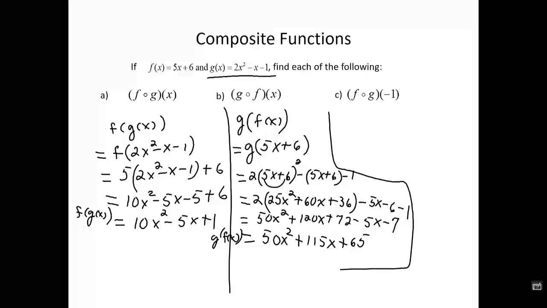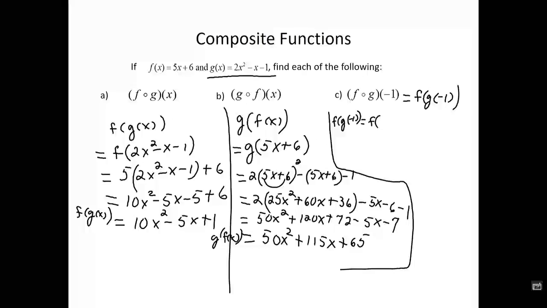In the last example, we want to compute f composed with g, but this time at negative 1. So this is really f of g of negative 1. So that's really what you're computing there. Right? So what do we have? We have f of g of negative 1 is going to be f of g of negative 1.